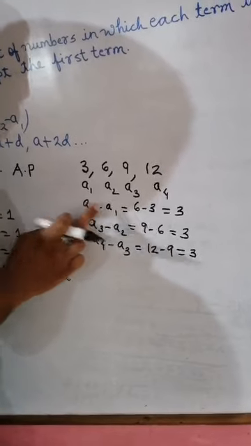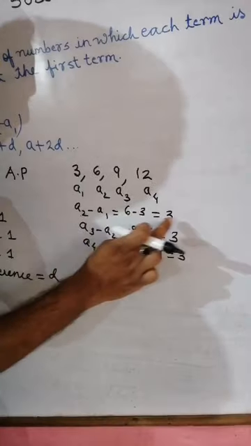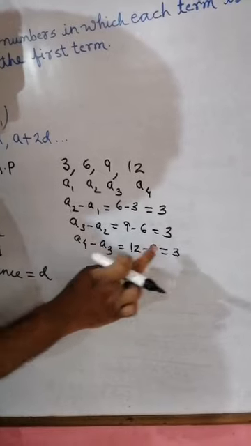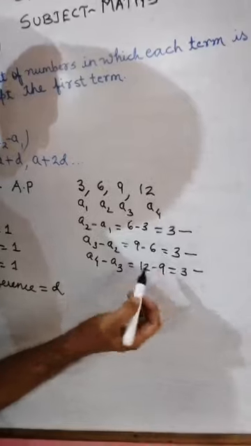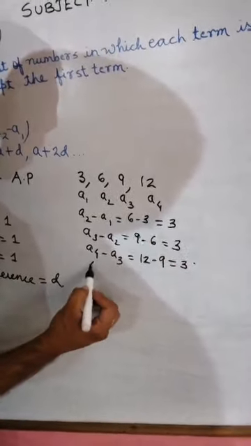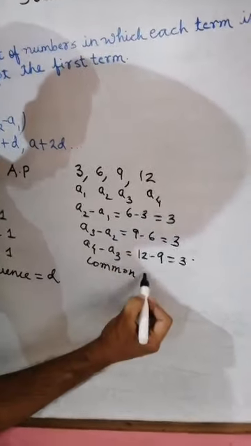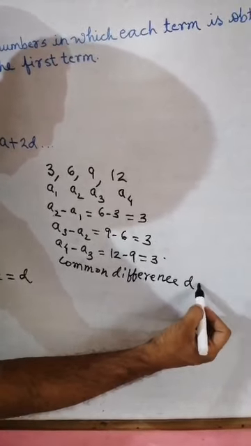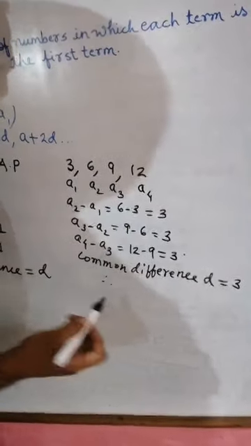So can you see, when we subtract the previous number from the next number, A2 minus A1, 6 minus 3, the answer is 3, A3 minus A2, the answer is again 3, A4 minus A3, again 3. If in every case you get this same number, then we call it an AP. So we can say that if the common difference D is the same throughout the series, then these numbers are in the form of an AP.